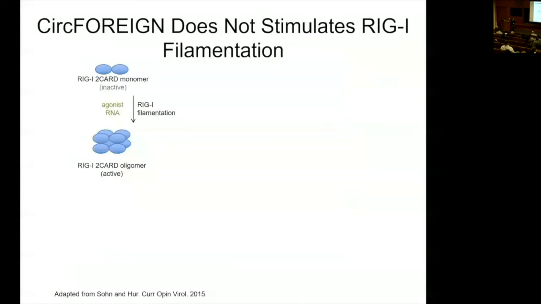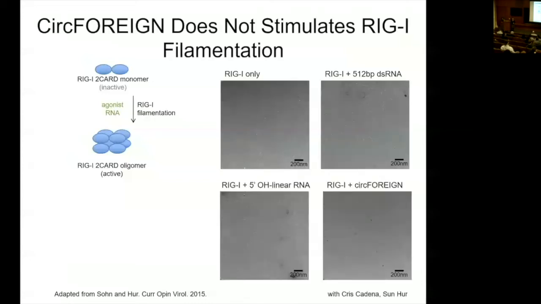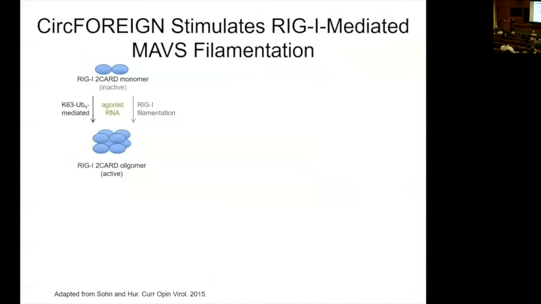So first we tested whether or not circular RNA itself was able to induce RIG-I filamentation. And we find that the answer is no. So here are electron microscopy images, and with our known agonist, a double-stranded RNA, we can see these nice white filaments, which is RIG-I forming these filaments. However, both in the presence of a 5' hydroxyl linear RNA, as well as with CircFOREIGN RNA, we were not able to induce these RIG-I filaments. Then we wondered, maybe if we add these unanchored polyubiquitin chains, that would be enough to stabilize the CARD domains.